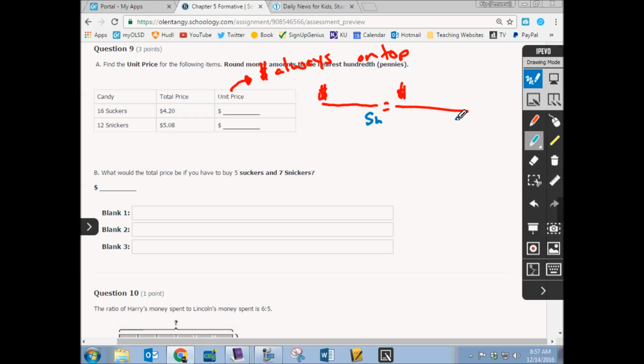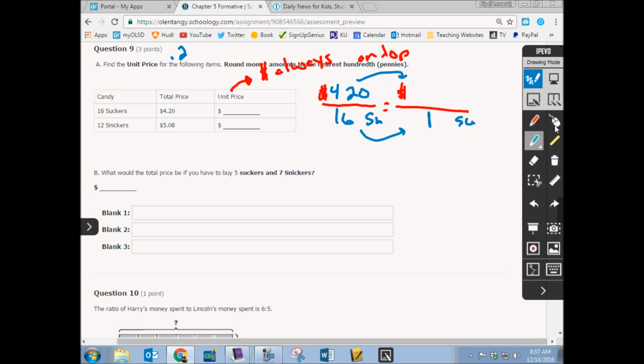I'll put SU, suckers. My fake ratio is that it's $4.20 for 16 of them. I need to know how much one of them is, because that's unit price, right? So I'm dividing by 16, dividing by 16. When you do that, what do you get? Yep, 26 cents. Do you get exactly 0.26? What do you get? I want to know what you get. Does anybody have that? It's like 0.55.